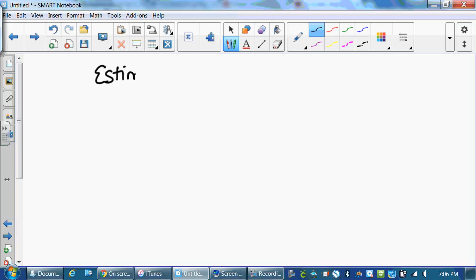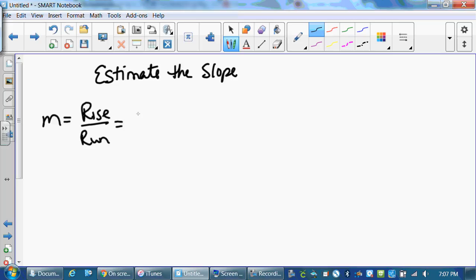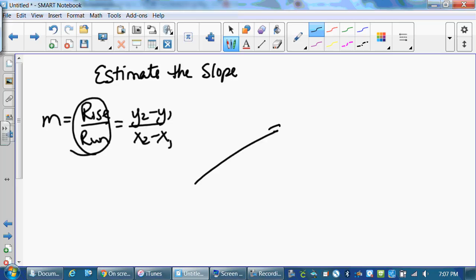All right, so problem number 5 asks you to estimate the slope. Here's how you do that. Before I do number 5, to just explain it, to estimate the slope, you're going to count. It's going to be rise over run. There's also a formula you can use: y2 minus y1 over x2 minus x1. But visually, if they just want me to estimate it, I'm going to look at the rise, which is the up or down, over the run.